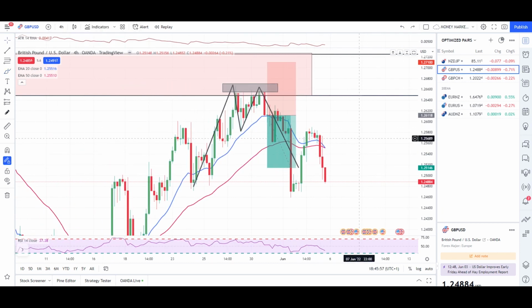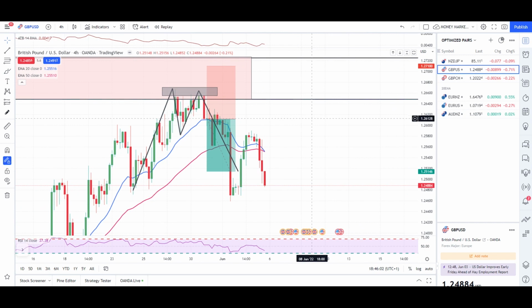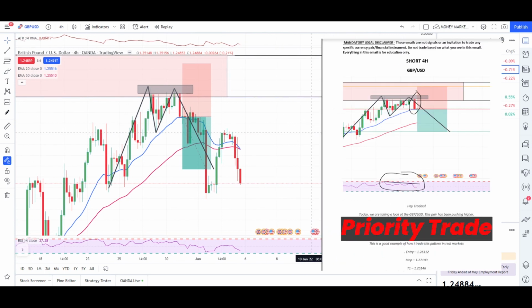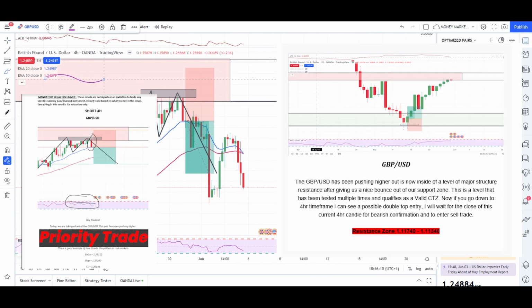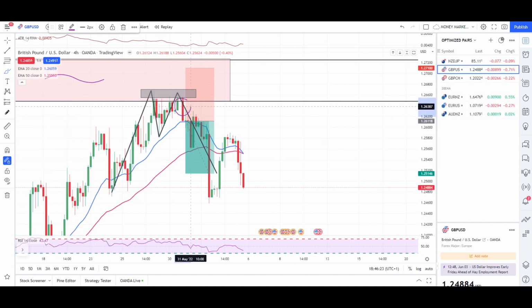Here you can see I have pound dollar, and this was the trade I sent to my priority members, and this was a zone I sent them as well. Right after sending this zone, I sent them the entry pattern. So here you can see the zone was there. At that time we did not have this condition, but as soon as I saw this condition, I sent them a notification on their email.